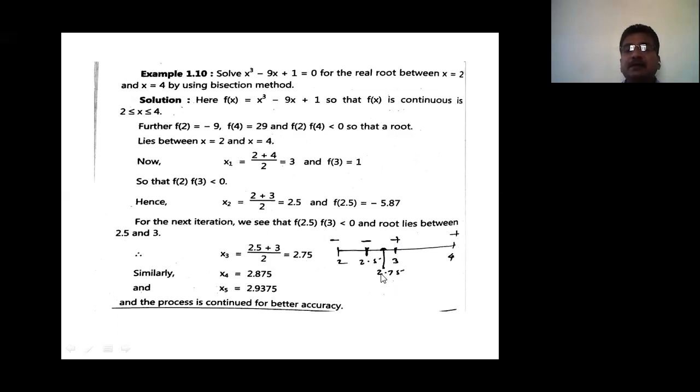In this way, I can find the value at 2.75. If it is positive, then the root lies between 2.5 and 2.75. If it is negative, then the root lies between 2.75 and 3. And then add these two numbers and divide by 2. We get x4. Similarly, find x5. And if you observe these two answers, these are not correct up to 1 decimal place. So we can continue the process or declare that this is the approximate root of the given equation. Okay.